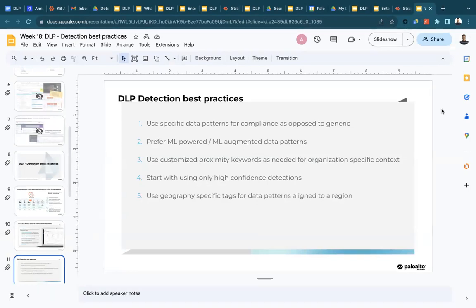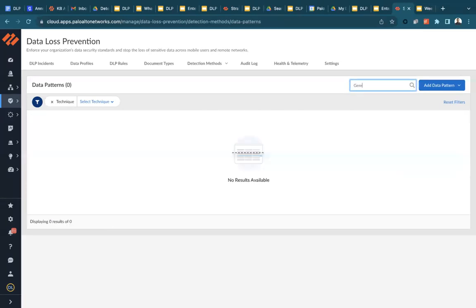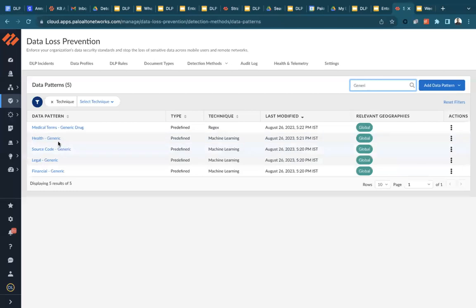So this is the most common scenario that we see. And the DLP as a tool, we support about 1,063 patterns. So it has data patterns ranging all over the place. So the first one is, for example, we ourselves have quite a few of these generic ones. Like health generic will pick any document that has anything remotely related to healthcare information.